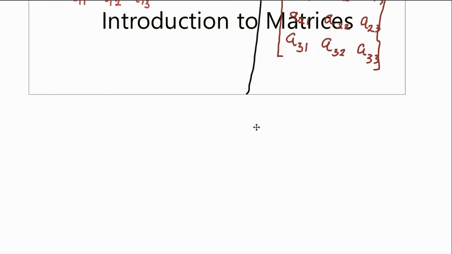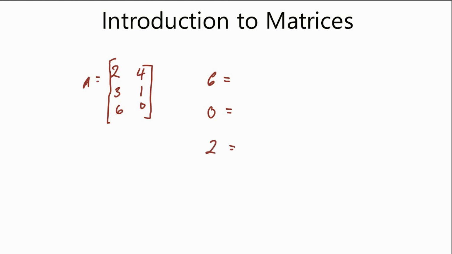Now, one more last example. Assuming that we have a matrix A, which is 2 4 3, 1 6 0. We have this matrix. Then you are told to describe the position of element 6, position of element 0, and position of element 2. You can just pause a little bit and ask yourself those positions.